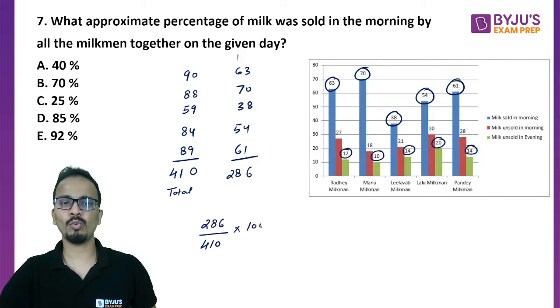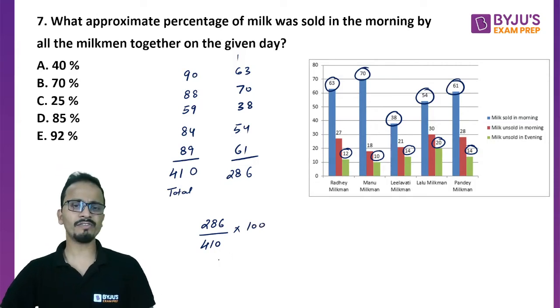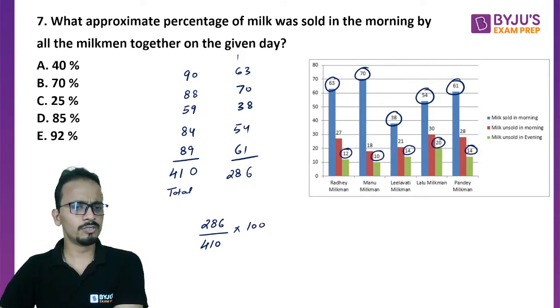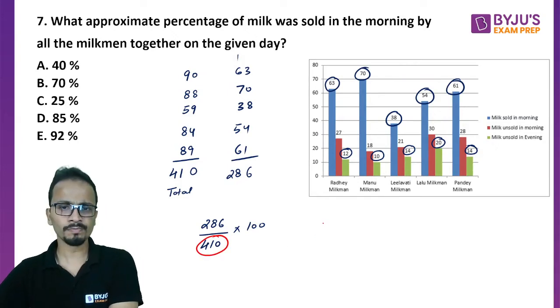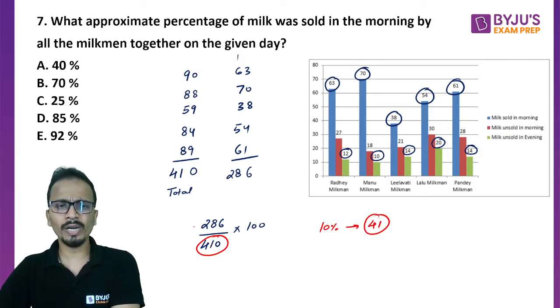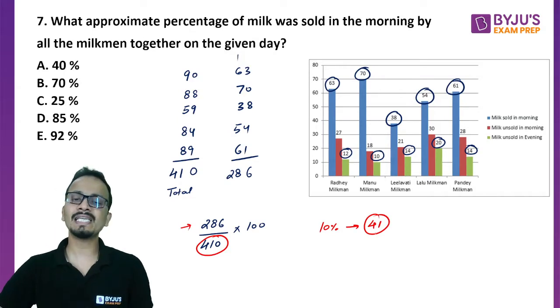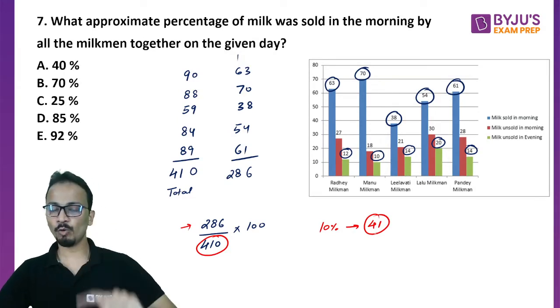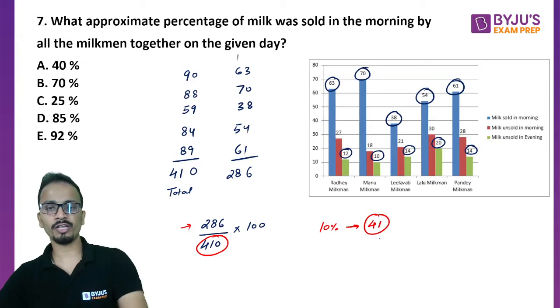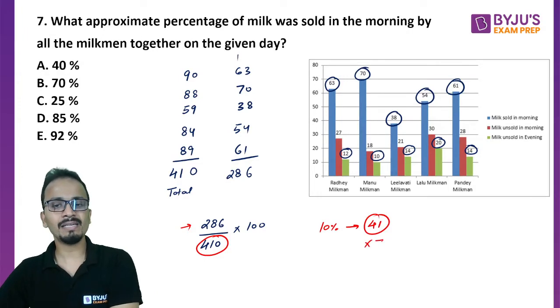Okay, multiply by 100. Now this is the percentage that we have to find out. Now, to simplify the calculation, 410 consider karo. 410 ka 10% kitna hoga? It will be 41. Ab 41 se aapko 286 pe jana hai. So approximately kis number se multiply karna chahiye? If you want to go to 286 from 41, you will multiply approximately by 7.